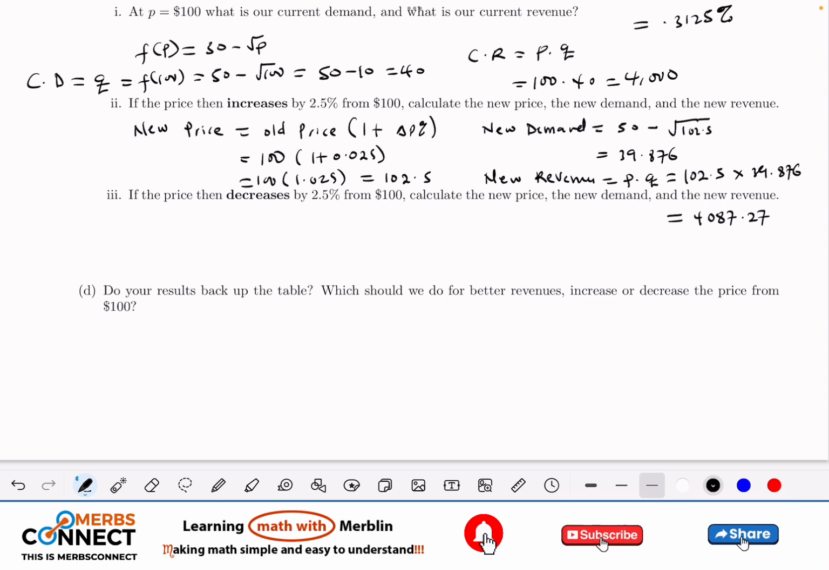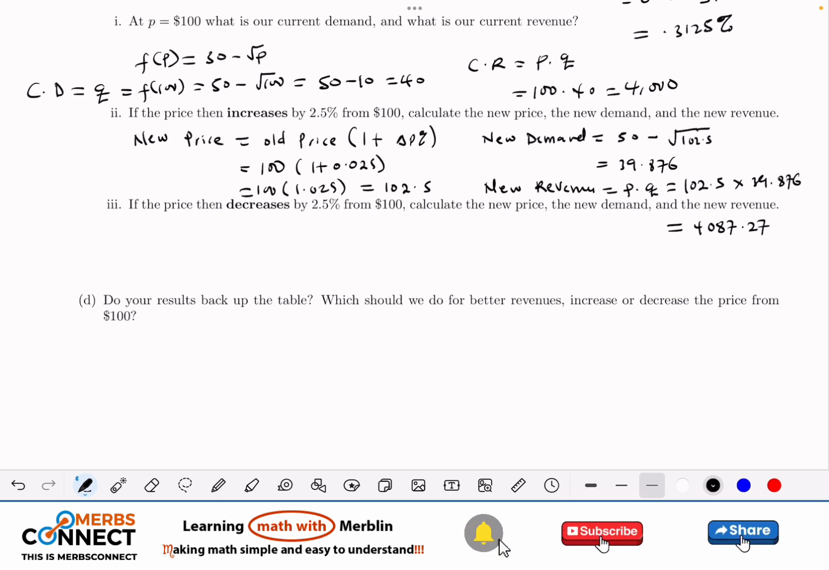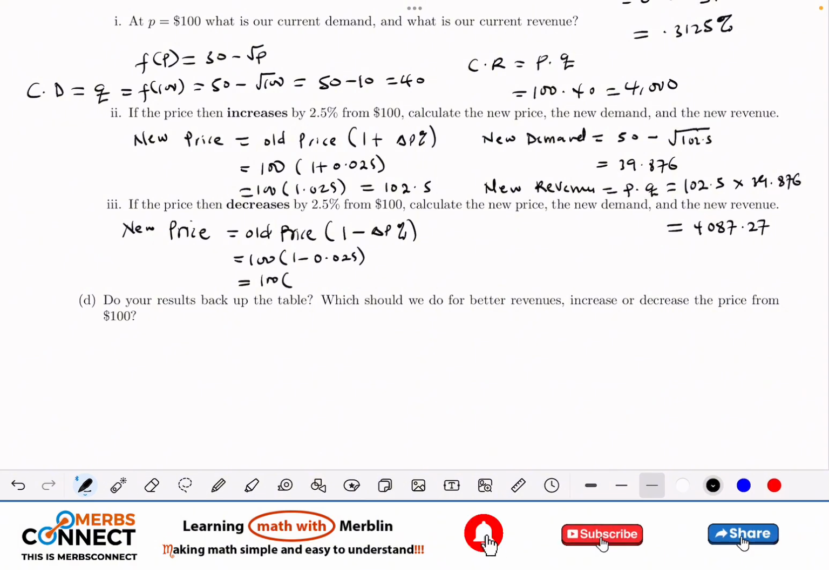So what is the decreasing aspect? With the new price here, we are going to have old price, and this is going to be 1 minus the change in price, right? So the same thing, this will be 100 times (1 minus 0.025), and this is going to give us 100 times.